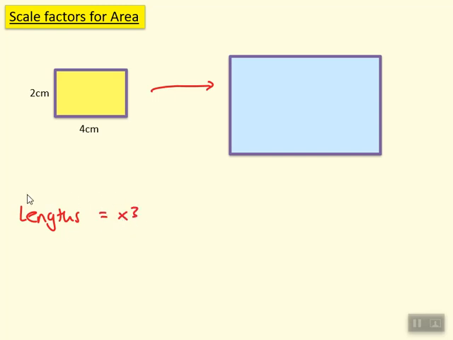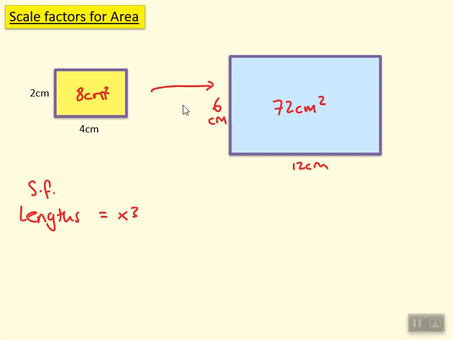So this is the scale factor for the lengths, it's 3. If I multiply all the sides by 3, 2 times 3 is 6 centimeters, and 4 times 3 is 12 centimeters. So lengths are multiplied by 3. What happens to the area of both rectangles? Well, the area of this rectangle is 8 centimeters squared, and the area of this rectangle is 72 centimeters squared.